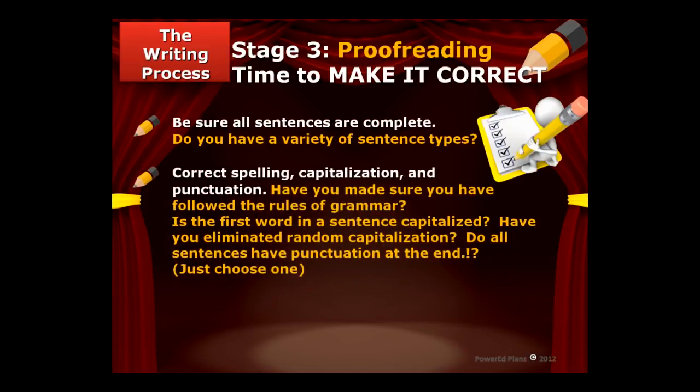Correct spelling, capitalization, punctuation. This is big. They have to make sure they're following the rules of grammar. Little things like capitalizing the first word of a sentence, eliminating random capitalization where they like to just capitalize their A's because it looks cute. All of these things need to be eliminated in their proofreading stage.